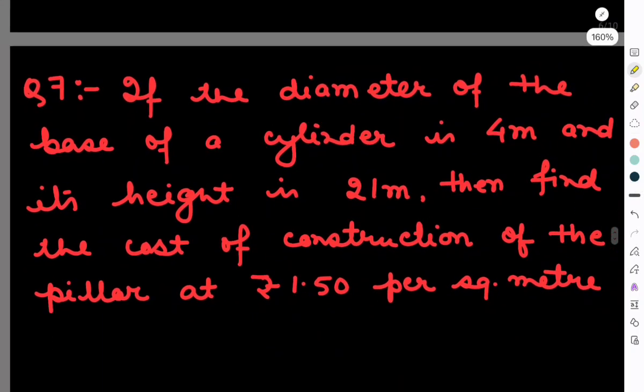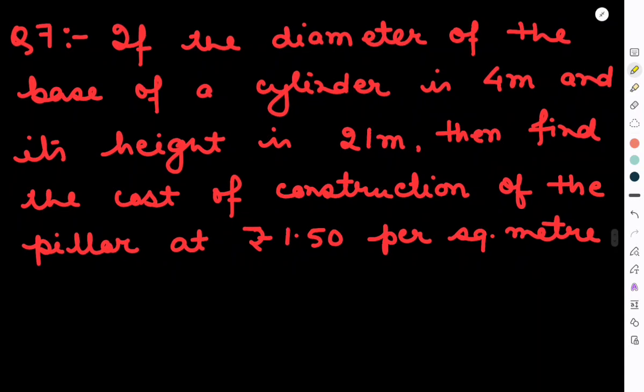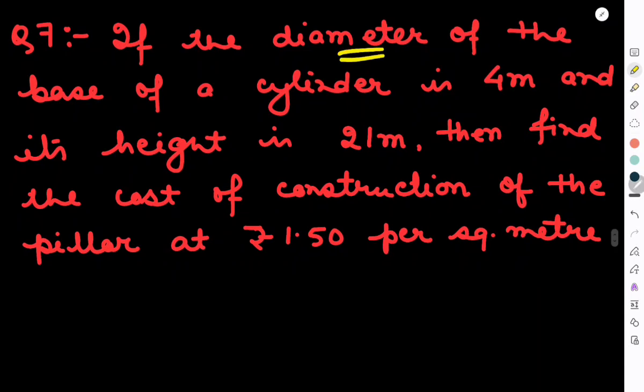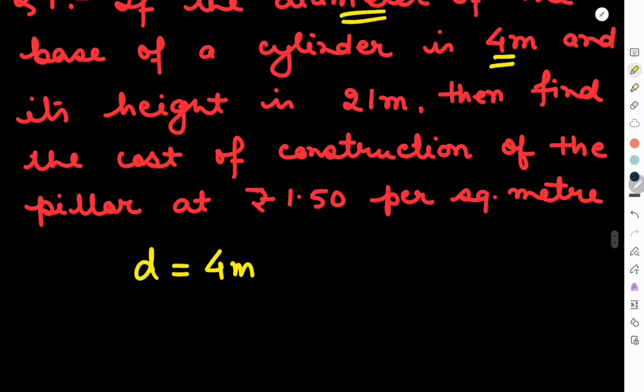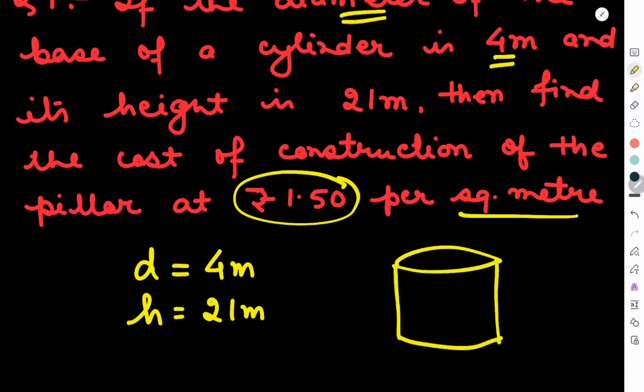Question number 7. If the diameter of the base of a cylinder is 4 meter, so let me mark the diameter here as 4 meter. So let me write it down. Diameter is 4 meter, and its height is 21 meter. Then find the cost of construction of the pillar at rupees 1.50 per square meter. So to build a cylindrical pillar, the diameter is given, so you take the radius as 2.